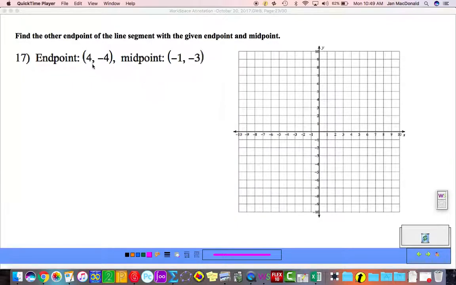Endpoint number 1 is (4, -4). So that means I go right 4 and down 4 and plot a point. And this is endpoint 1. And then I go left 1, down 3 to find the midpoint.